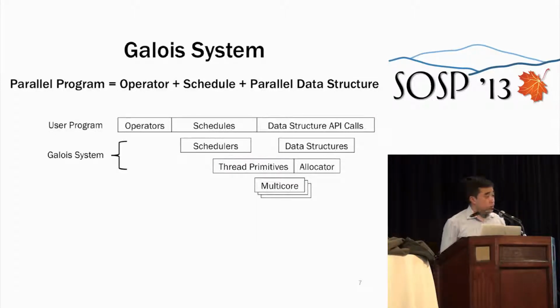The Galois system is simply a direct implementation of this motto of parallel program equals operator plus schedule plus parallel data structure. Users write their operators with respect to the Galois data structure library, and then they provide a high-level description of how they want their operator to be scheduled. The Galois system, in turn, provides concrete implementations of schedulers and of the data structures that the user uses. In turn, these schedulers and data structures are built on top of a library that supports thread primitives like barriers, mutexes, etc., and a parallel memory allocator. This, in turn, runs on a particular machine.